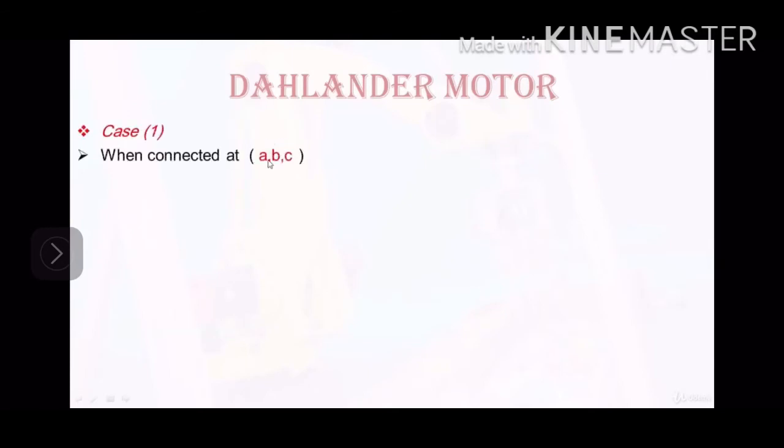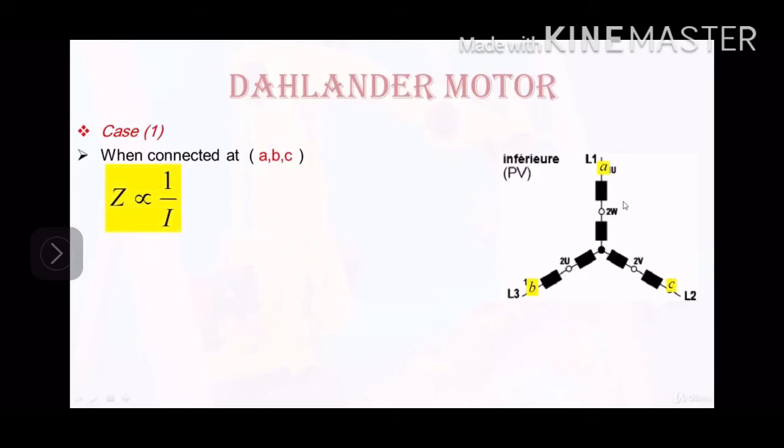For case 1, if we connect it with A, B and C, we will find that we have the total impedance: these two series impedances, and these two, and these two. We will notice that the impedance is increased, but the impedance is inversely proportional to the current, so the current will be decreased. And when the current is decreased, the speed will be increased, as we have an inverse relationship between the current and the speed. So at A, B and C we will have a higher impedance and lower current, and so a higher speed.